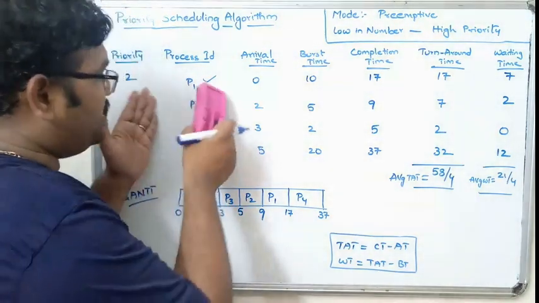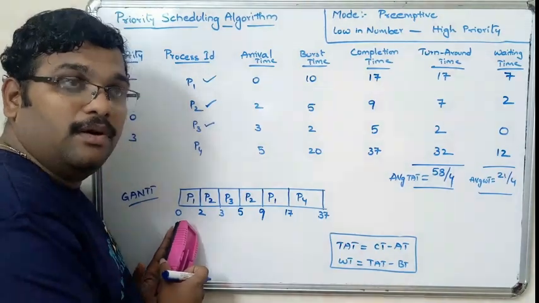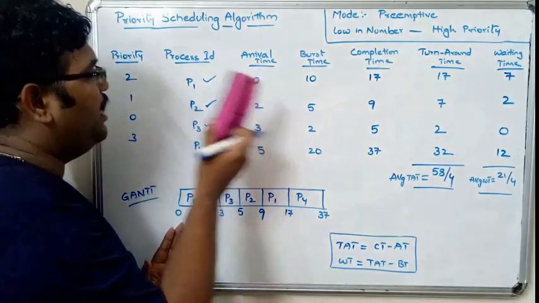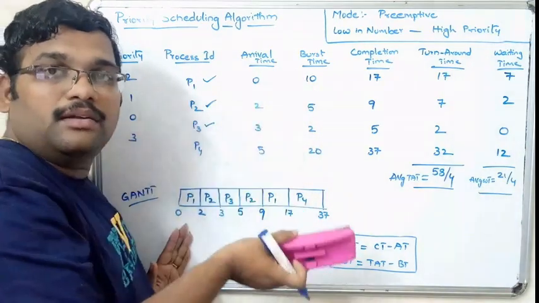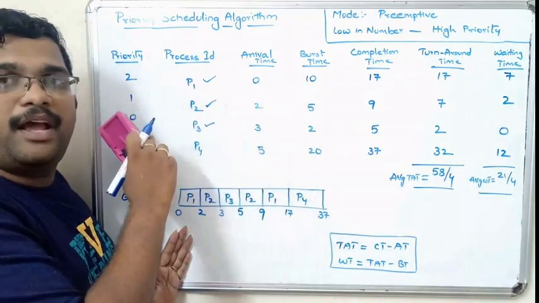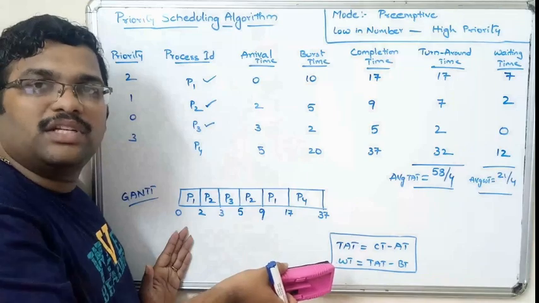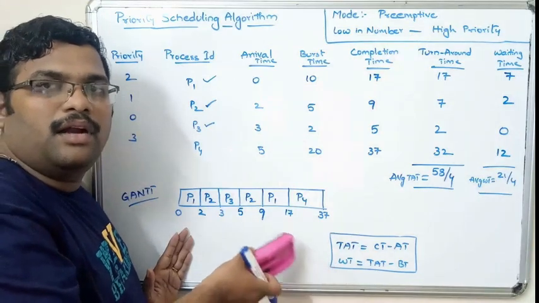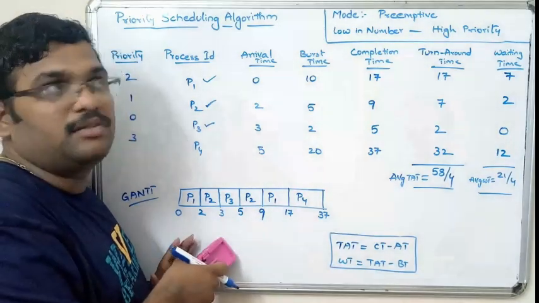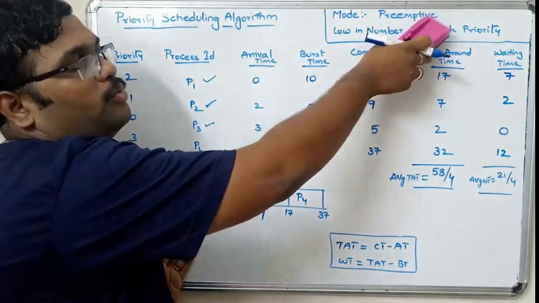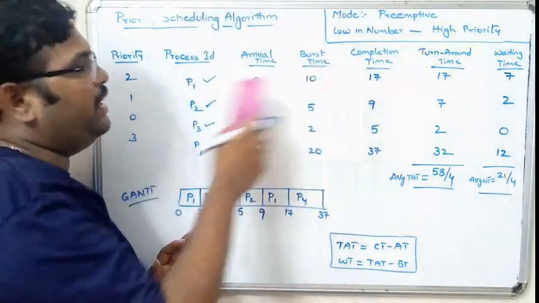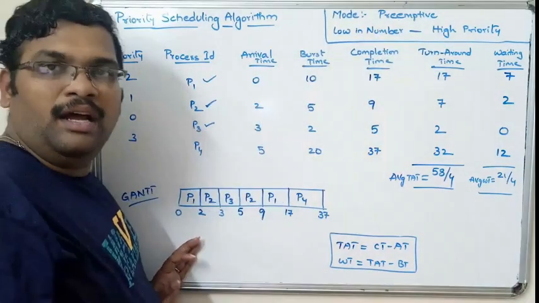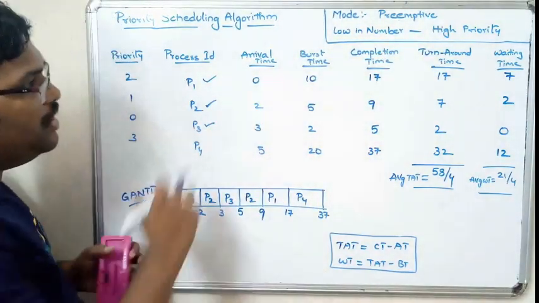So here, the first process is allocated to the CPU, and based upon the arrival time and the priority, the process will be shifted again to the ready state and the highest priority process is allocated to the CPU. Right? So there is an interruption here. That's why we call it a preemptive priority scheduling algorithm. And here, low in number is the highest priority.